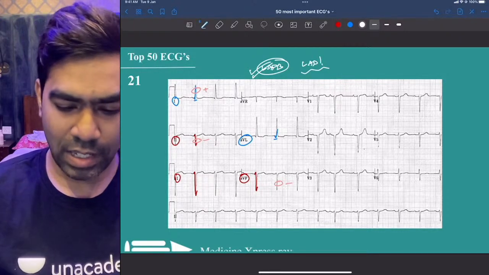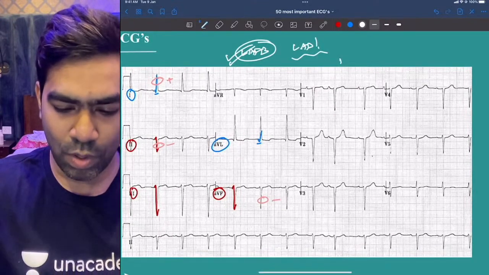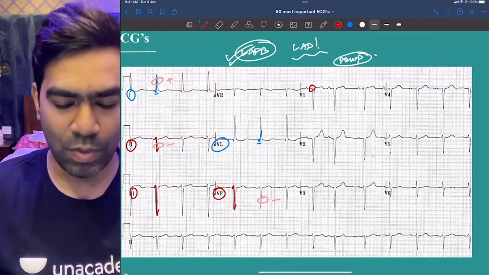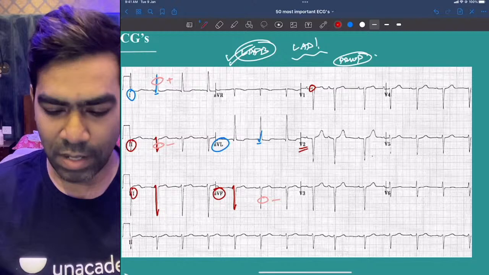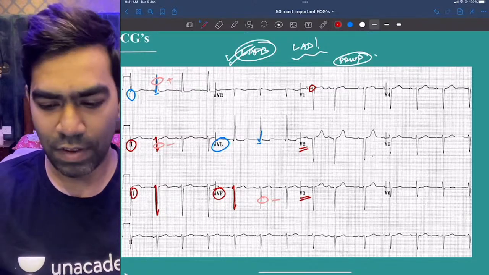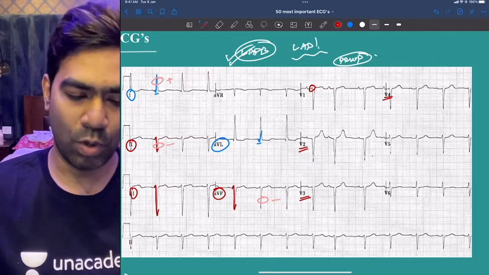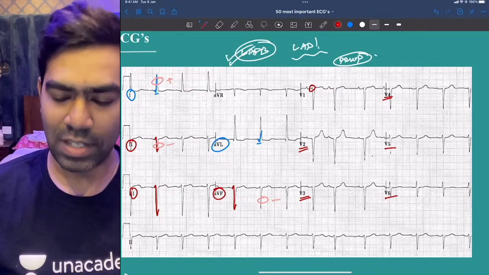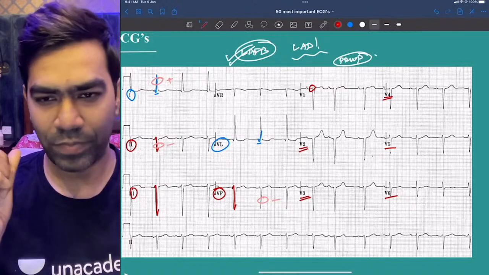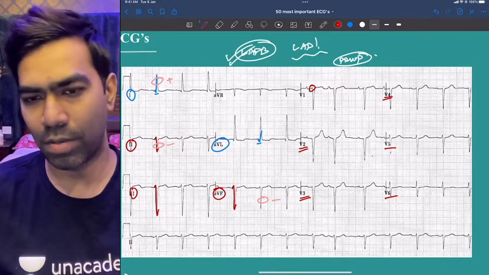And apart from that, another important finding is going to be the poor R wave progression. So what do you mean by poor R wave progression? Normally, the R wave in V1 will be small, then it becomes a little bigger in V2, then a little bigger in V3. Then at V4, the R wave will dominate. It will be more than the S wave. Then in V5 and V6, all you will see is R waves and R waves. S waves will be very, very small, or sometimes not there at all.